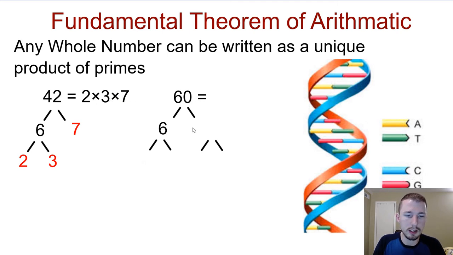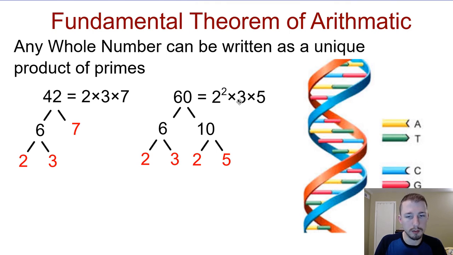What about 60? Well, 60 is 6 times 10. 10 is 2 times 5, and 6 is 2 times 3. So we have two 2s, a 3, and a 5. So we can write 2 squared times 3 times 5, and that's the unique code for 60.